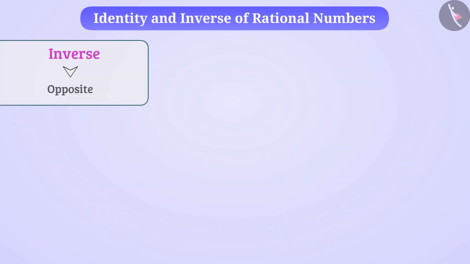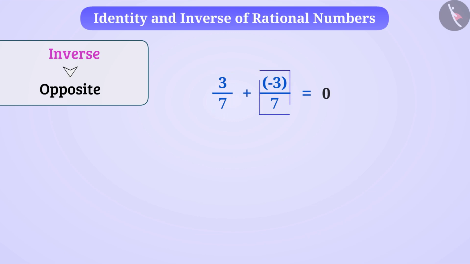Inverse means opposite. Let's understand its importance in mathematics. Let's take a rational number 3 by 7. If we add the rational number minus 3 by 7 to it, then we get the answer 0. We can say that adding 3 by 7 and minus 3 by 7 makes the value of each other 0. Therefore, these are negative or additive inverse of each other.